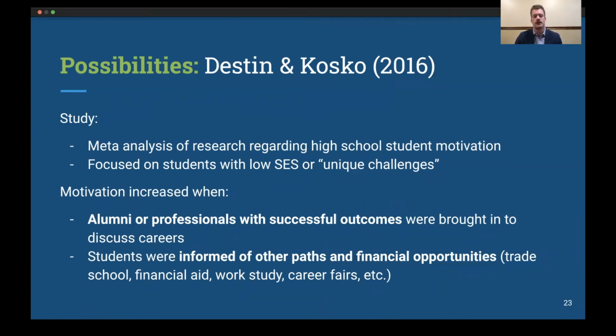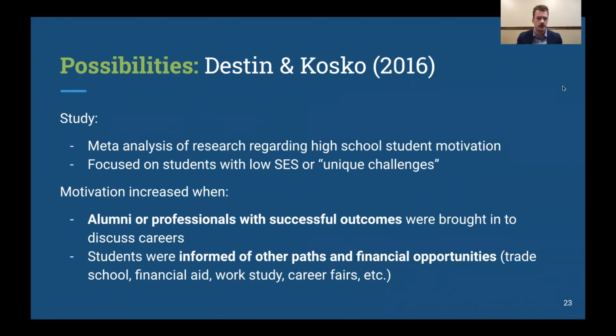So with the first study that we looked at, we were looking at this report from Destin and Costco. And this is a meta-analysis researching higher education and high school student motivation. And if you don't know what a meta-analysis is, it's basically instead of conducting an experiment or getting data themselves, these researchers looked at a bunch of different papers and compiled the research and then drew conclusions from that. And specifically, this focused on students that had a low socioeconomic status and some unique challenges in their schools.